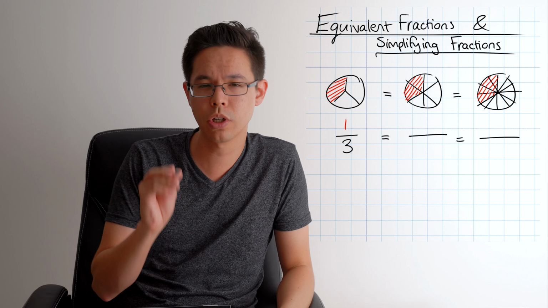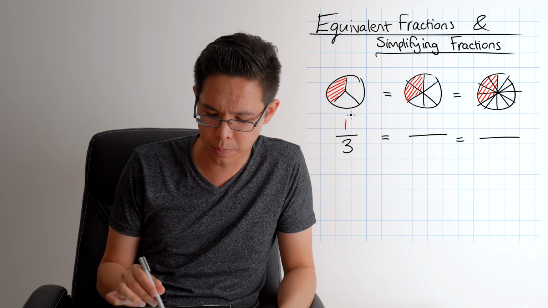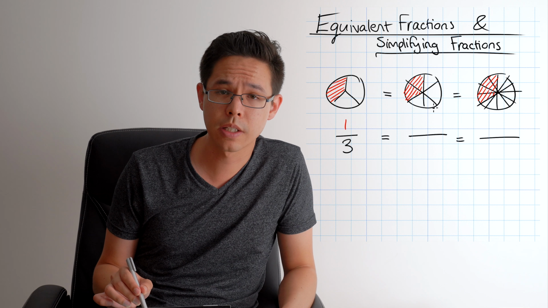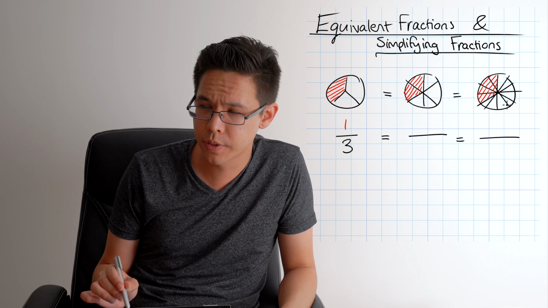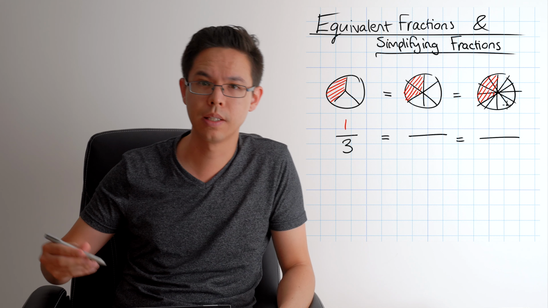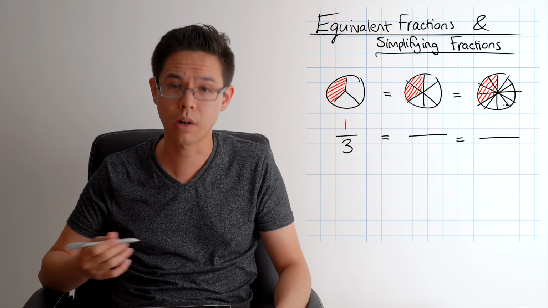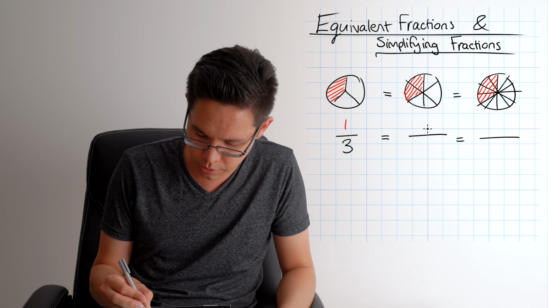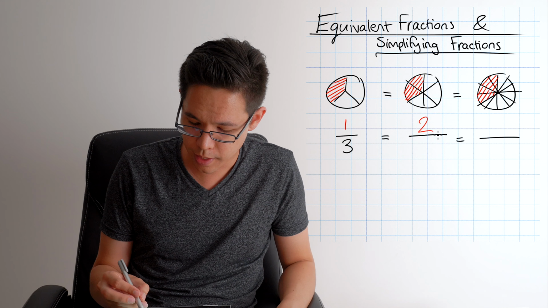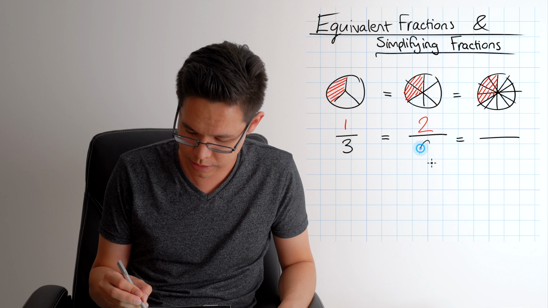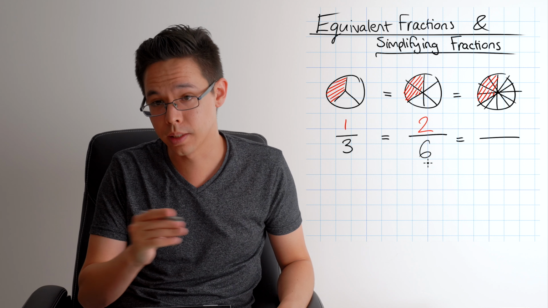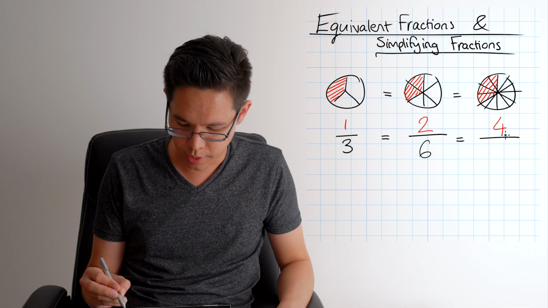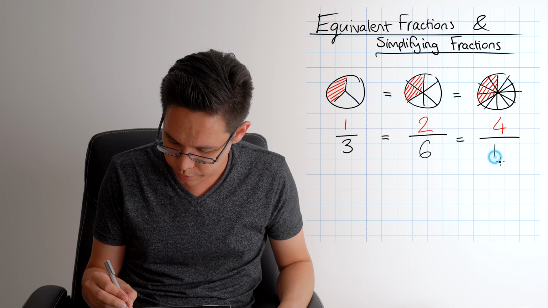But here, I want to show you that if I have my cake or pie sliced into thirds, I can also slice it into sixths, and I can also slice that into twelfths. And as long as the number of shaded spaces is the same, then they are equivalent amounts. So this middle pie, I've got 2 red slices, and the total number of slices is 6. In my last pie over here, I've got 4 slices in red, and the rest is in twelfths.